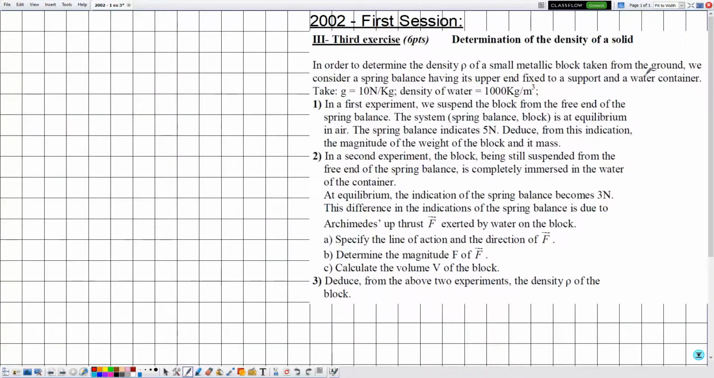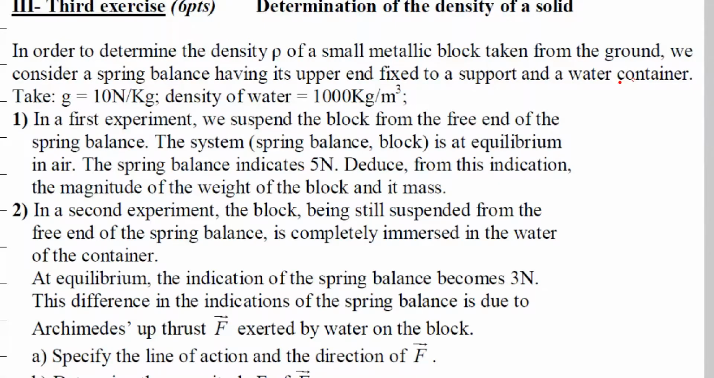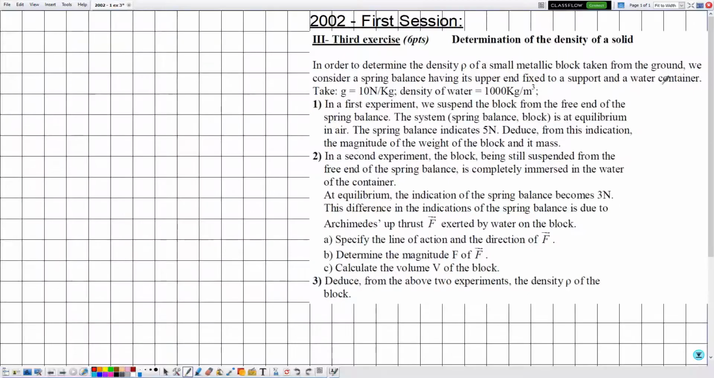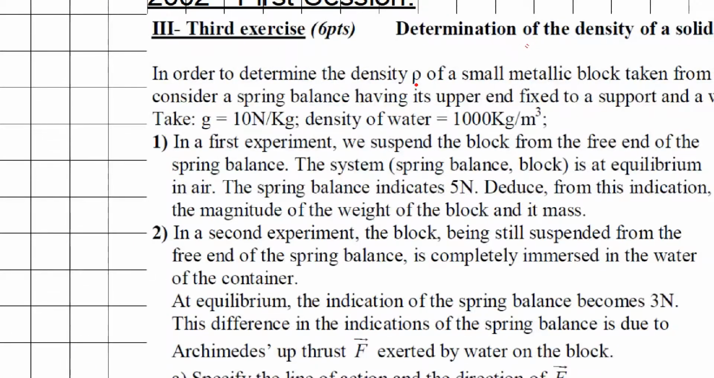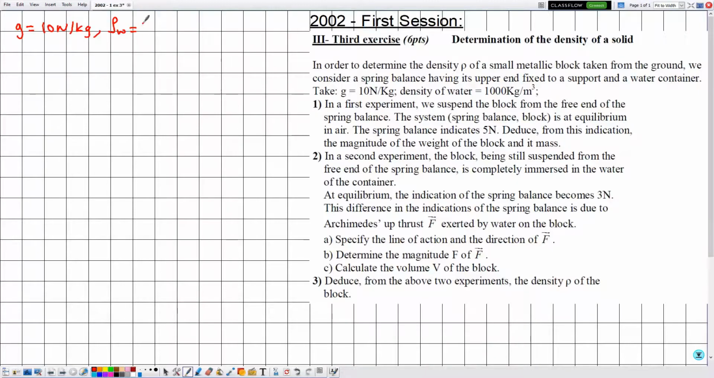In order to determine the density rho of a small metallic block taken from the ground, we consider a spring balance having its upper end fixed to a support and a water container. Take g equal to 10 newtons per kilogram, which means that we are performing this experiment on the surface of the Earth, and the density of water, let's denote it by rho W because rho is for the small metallic block, is given by 1000 kilograms per meter cube, so the density already is given in the SI.